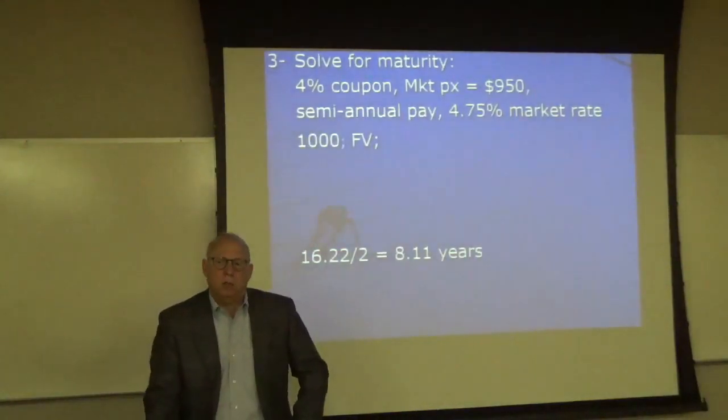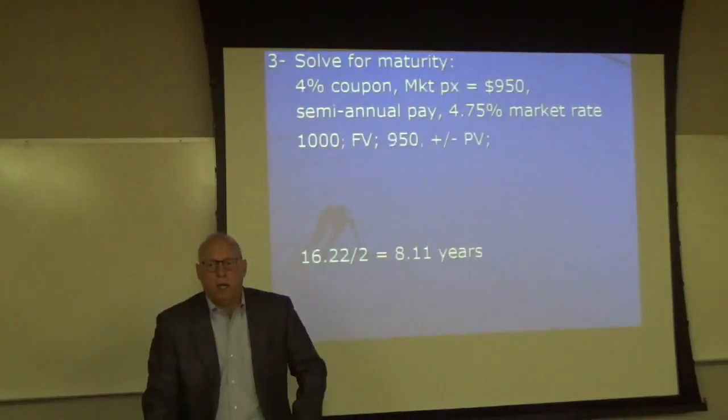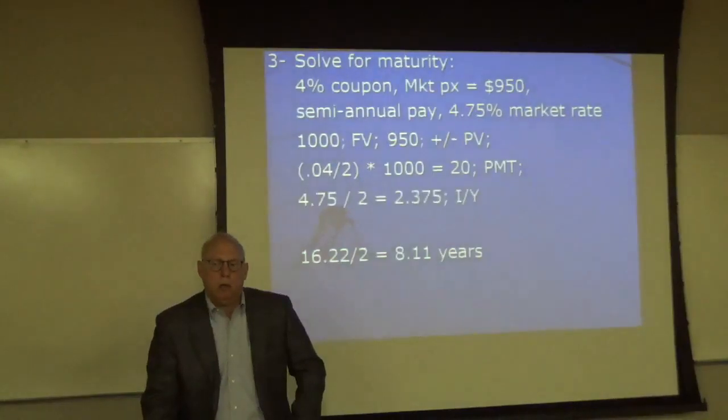I already said that. So 1,000 is our future value. 950 plus minus is our present value. We take our coupon rate of 4% divided by 2 times 1,000. 20 is our payment. It's semi-annual. We take our IY, our market rate of 4.75 divided by 2, and we get 2.375 is our IY. Compute N, and we get 16.22 years. Divide that by 2, and we get 8.11 years.